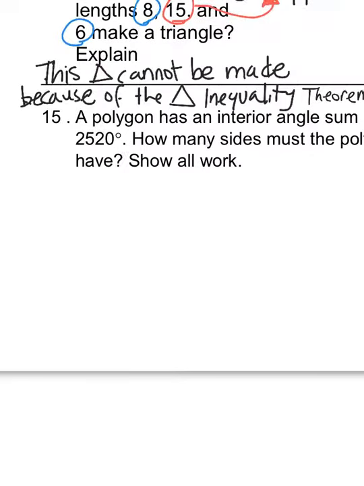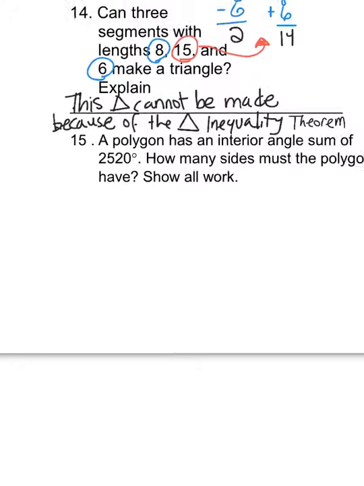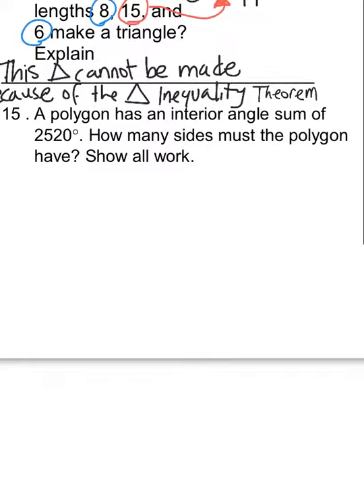Number 15. A polygon has an interior angle sum of 2,520. How many sides must the polygon have? Show all your work.